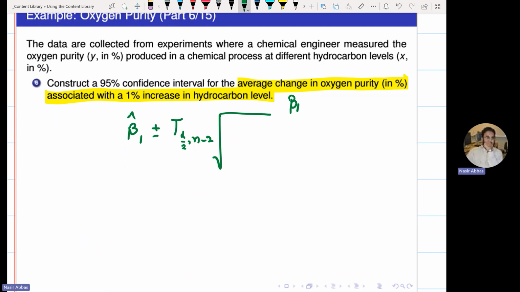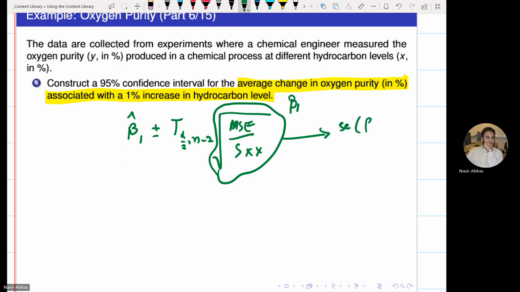Sometimes they give you the standard error directly. So the formula is the square root of MSE over SXX. Again, remember, this whole thing is the standard error of beta 1 hat. Sometimes in questions, they give you the standard error directly. You don't need to compute MSE and SXX, all that. So I will not go back to chapter 9 and tell you how to compute the critical value. I will assume you know it.